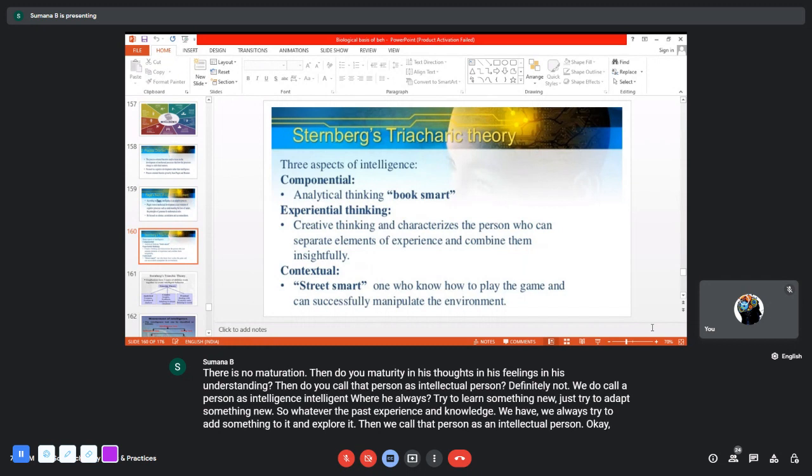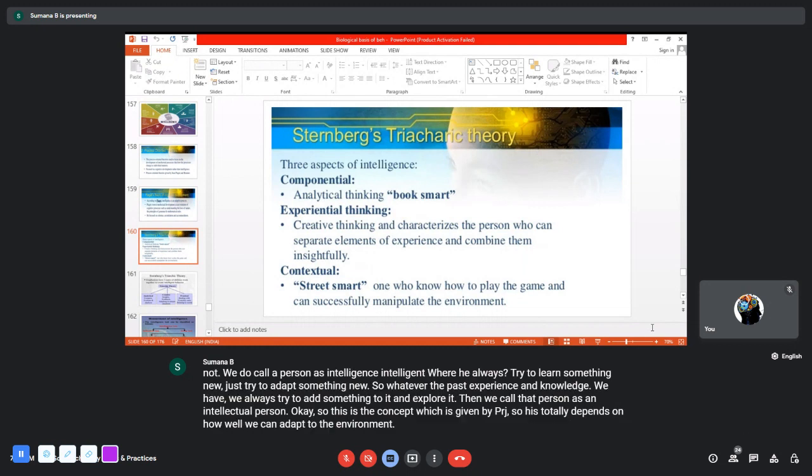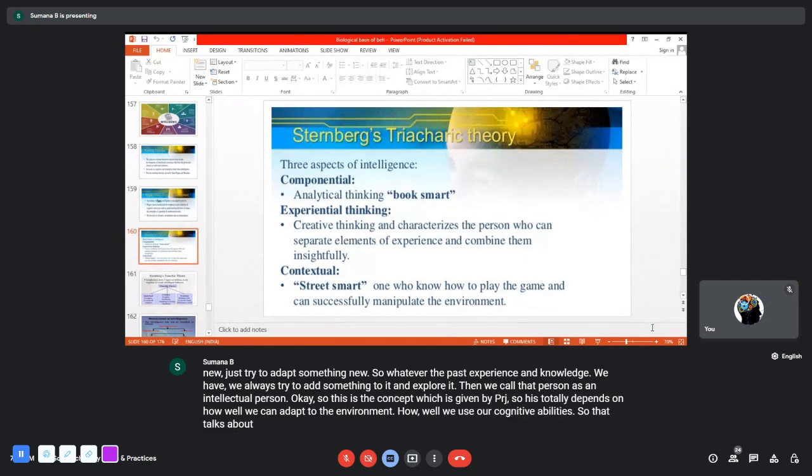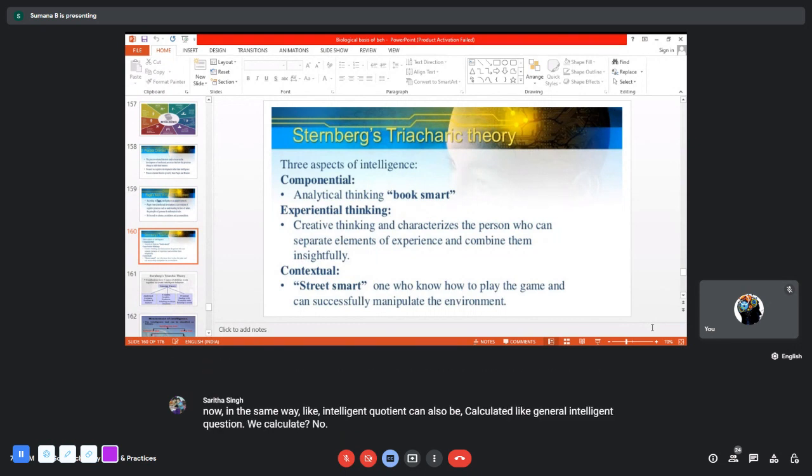Okay, so this is the concept given by Piaget. It totally depends on how well we can adapt to the environment, how well we use our cognitive abilities. So that talks about intelligence. Ma'am, in the same way, intelligence quotient can also be calculated, like the general intelligence quotient we calculate, no? As per Piaget's definition, are both the same, ma'am, or different?